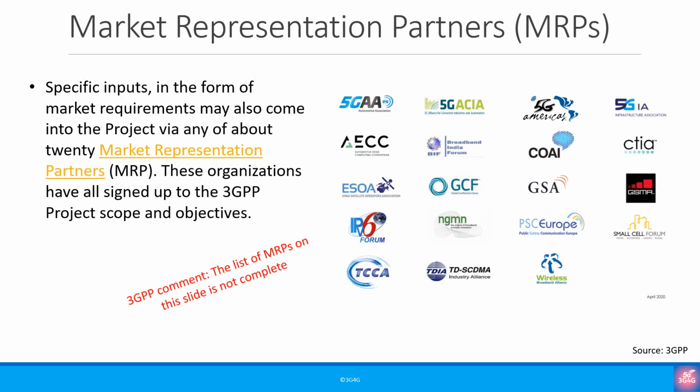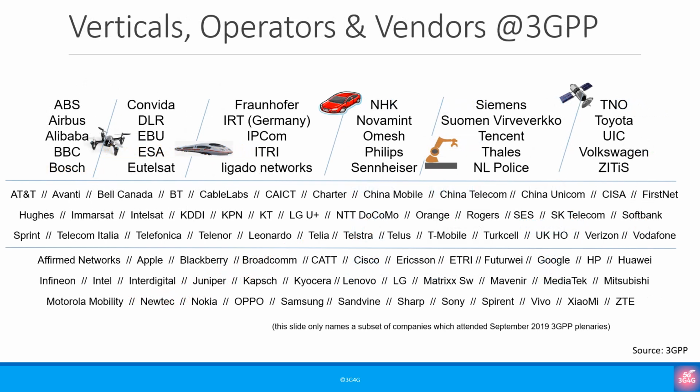This slide shows some of the 3GPP market representation partners. This is a slightly older slide from 3GPP. Surely there are more MRPs now. This is a non-exhaustive list shared by 3GPP of different verticals, operators and vendors which attended September 2019 3GPP plenaries.